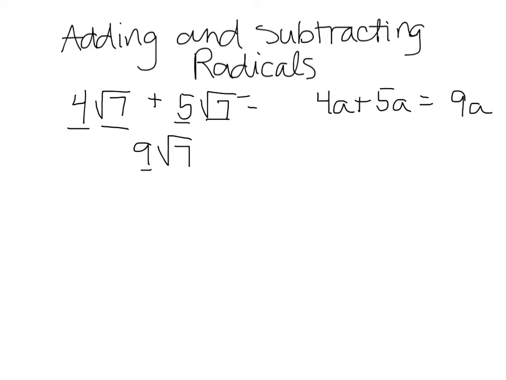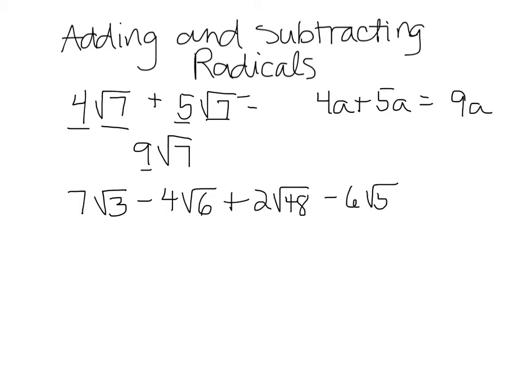The other thing that I said also holds true, and that is that it's really important to simplify up front to make sure that you know what you have. For example, if I have 7 root 3 minus 4 root 6 plus 2 root 48 minus 6 root 54, you may at first glance think, oh, I have no like radicals, no like terms, so there's nothing I can do.